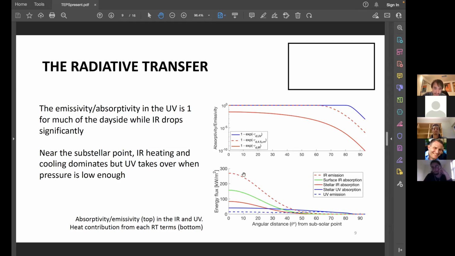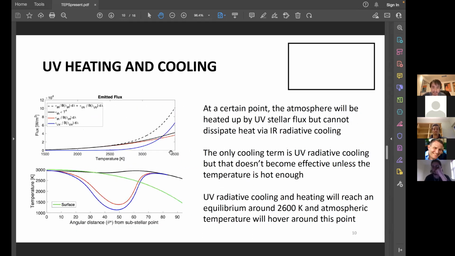And so when you near the substellar point, all the IR terms dominate, but the pressure will drop so much that after a while, ultraviolet radiation is the only thing that contributes to the energy balance. So what ends up happening is that when the pressure drops really low, UV flux will start to heat up the atmosphere, but there's not enough infrared radiation to dissipate the heat. The only cooling term that will come into play is UV radiative cooling, but that doesn't kick in until you get really hot. And so our atmosphere will just heat up by the UV flux until it hits a point where it can cool off in the UV as well. The temperature will reach an equilibrium around 2600 Kelvin.